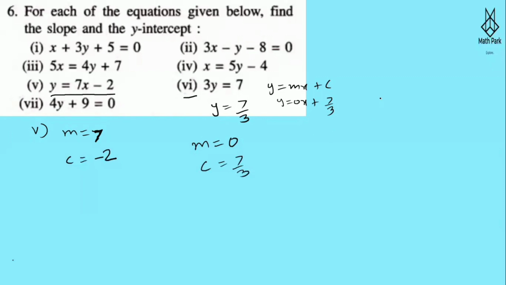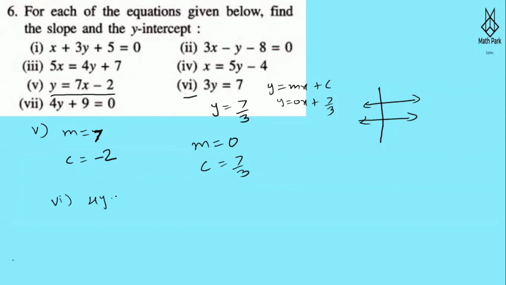To understand this, you can see that y is equal to 7 by 3 is going to be a line which is parallel to the x-axis. It is cutting the y-axis at 7 by 3. So for lines which are parallel to the x-axis, the slope is going to be 0. Got it? Now the seventh one, it is 4y plus 9 is equal to 0.